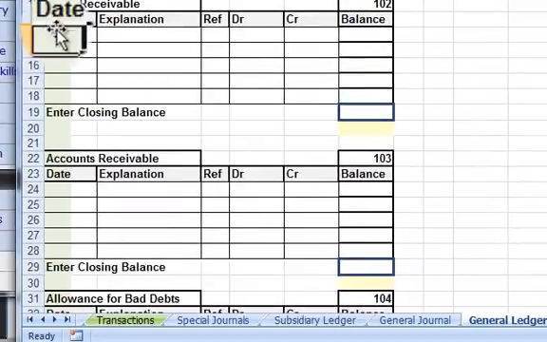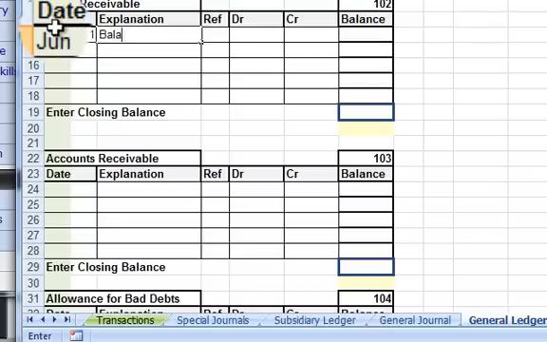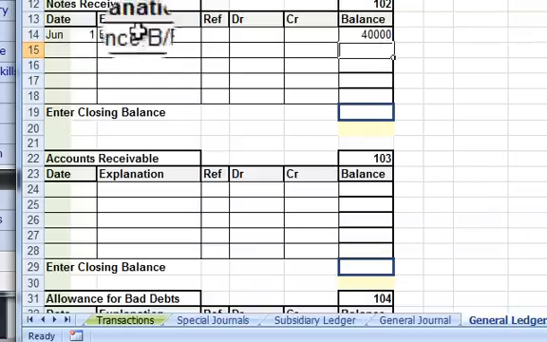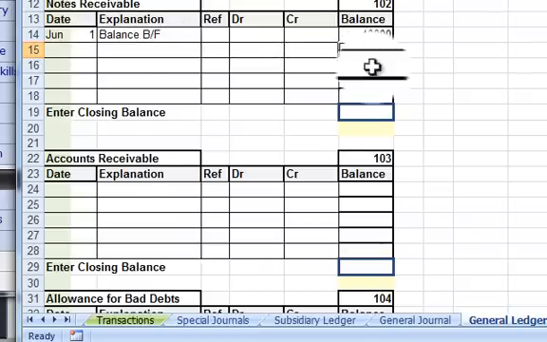Then let's do notes receivable. So June 1, explanation, balance brought forward, 40,000. Alright, so this one is 200,000. I might have said 20,000. So your cash at bank was 200,000. Your opening balance for notes receivable is 40,000.